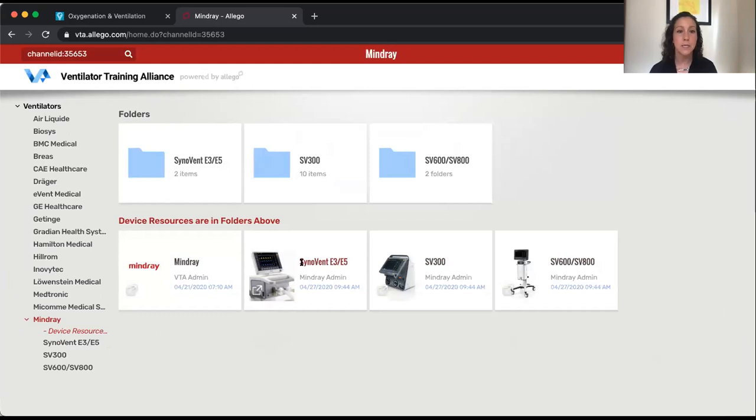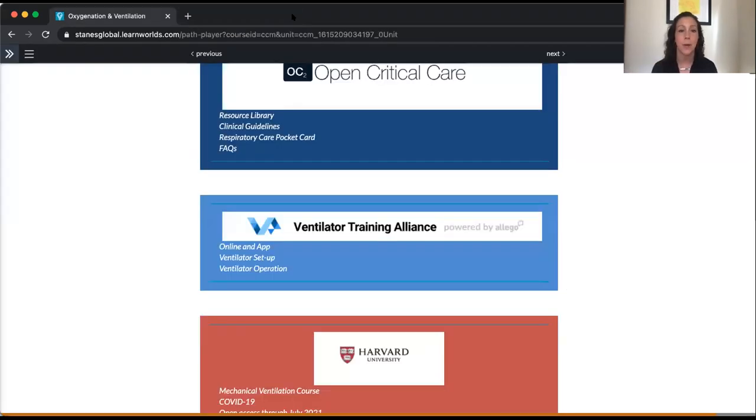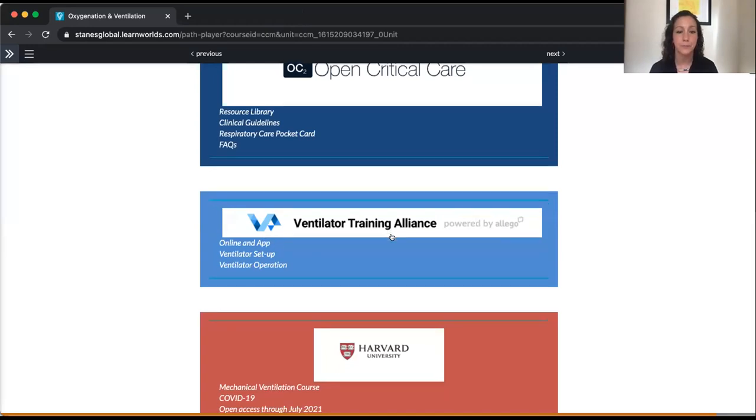You can click on this and you can actually get information about that specific ventilator. So how do I turn it on? How do I set it up? How do I change parameters? So that's the Ventilator Training Alliance. And again, they have an app so you can use it on your phone.